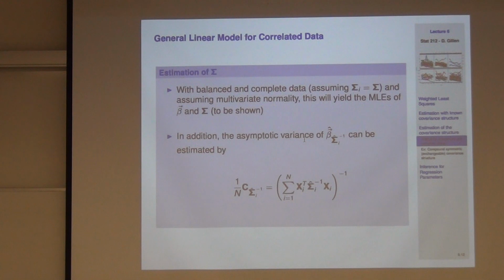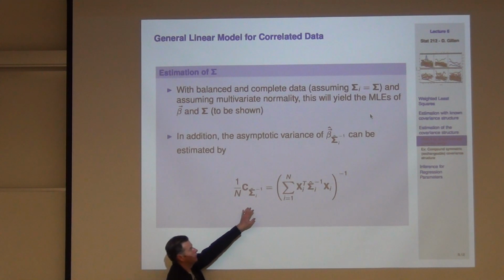Okay, great. Well, again, in the balanced and complete data case, if you've got this common variance covariance matrix, and if you assume multivariate normality, these will be the MLEs. And what that means for us then is that at the end of the day, the asymptotic variance of that beta hat estimator, you know that you've got a consistent weight, if this is true, assuming sigma is common across the sampling units.